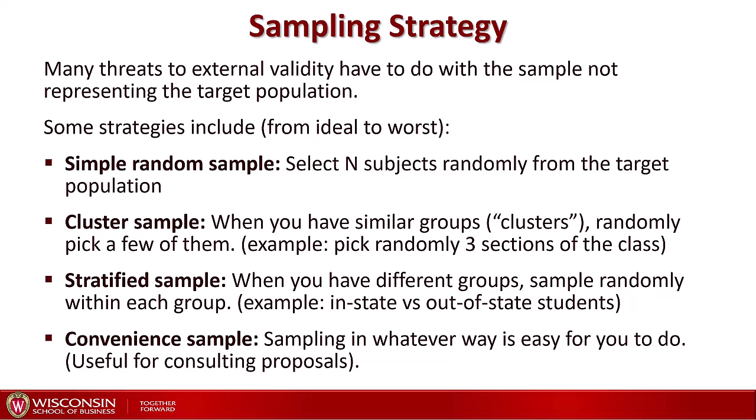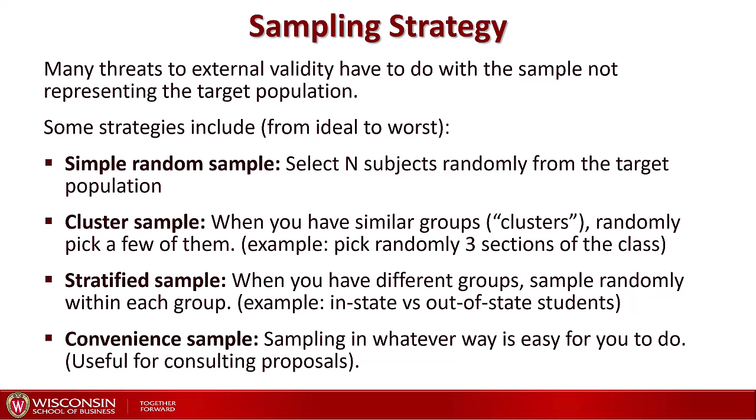Some strategies include, from ideal to worst, the simple random sample. So you look at the people you have and you randomly select n subjects from the target population. If you have an A/B test, you might think you are going to give one treatment to 50% and the other treatment to the other 50% of the subjects. But if you have cost considerations, the treatment is very expensive, maybe you want to pick only 10% of the people to apply the expensive treatment. Or if the treatment is risky too. So if you risk losing sales by applying the treatment, maybe you don't want to have a large share of the sample that is randomly selected to receive the treatment.